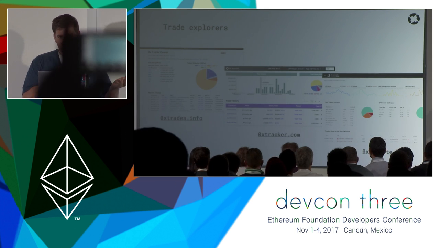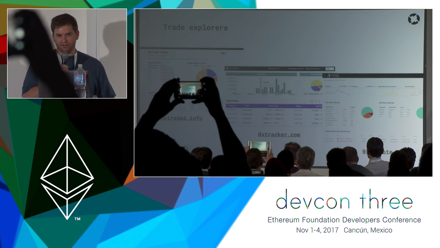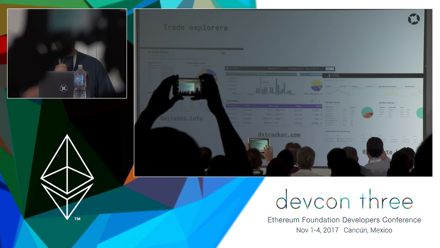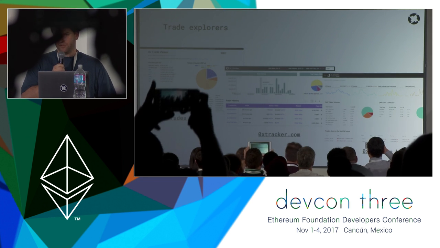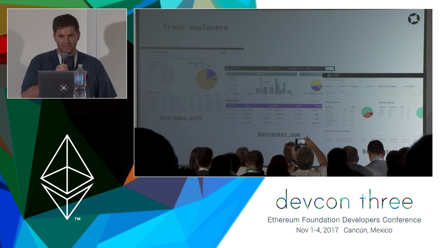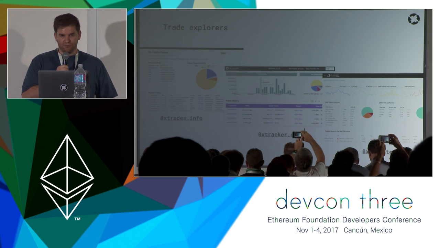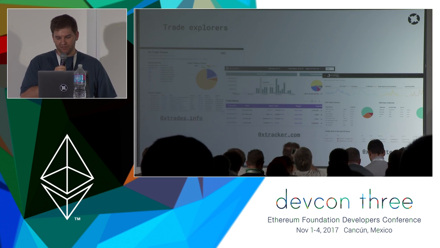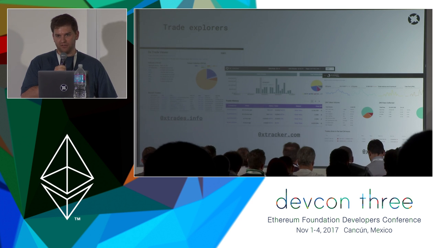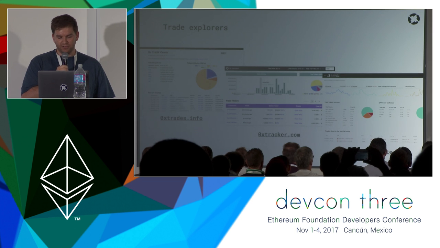Some other interesting development that we've seen are just independent developers out there creating trade explorers that allow you to view and explore the various trading activity going on top of 0x protocol. And you can sort trades by different relayers and by different trading pairs, et cetera. It's been really exciting for us to see people building things completely independently on top of the protocol and just finding out about it on Reddit.